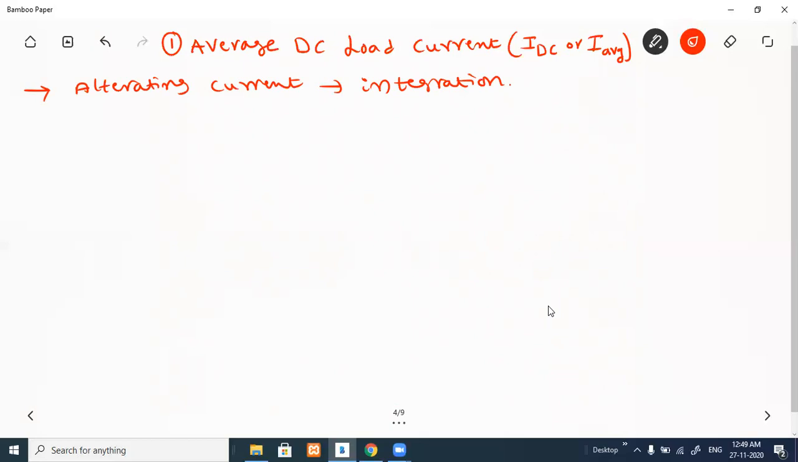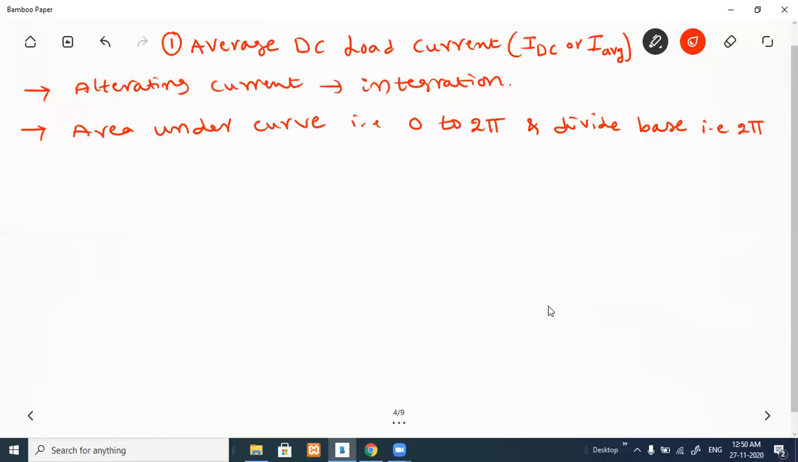To obtain the average value of an alternating current waveform, first determine the area under the curve over one complete cycle, that is from 0 to 2 pi, and divide this by the base, that is 2 pi.